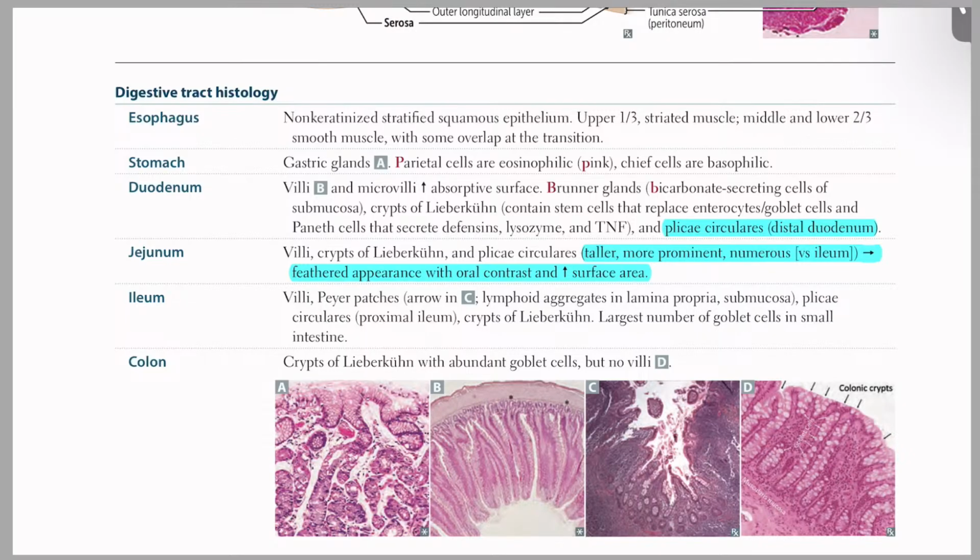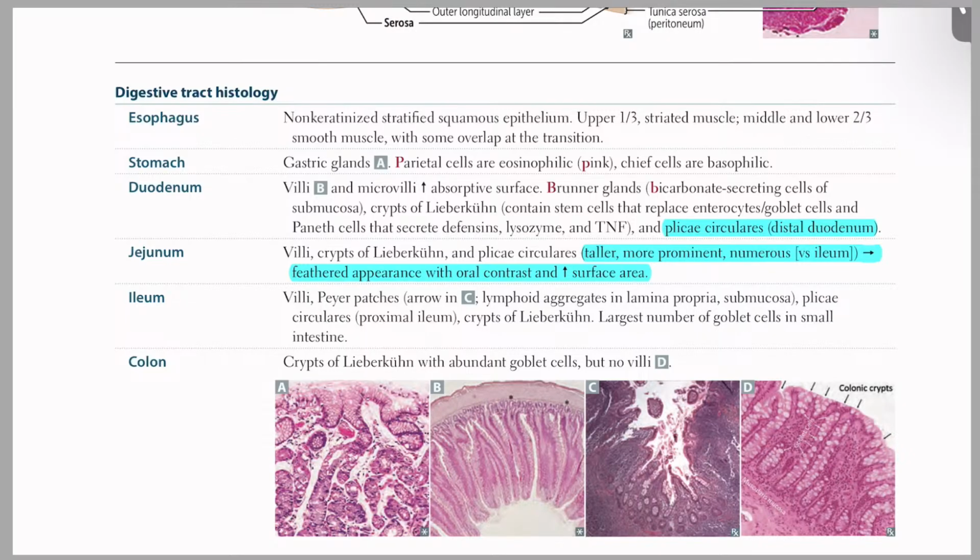Digestive tract histology. Esophagus: non-keratinized stratified squamous epithelium, upper third striated muscle, middle and lower two-thirds smooth muscle with some overlap at transition. Stomach: gastric glands, parietal cells are eosinophilic pink, chief cells are basophilic. Duodenum: villi and microvilli increase absorptive surface. Brunner's gland: bicarbonate-secreting cells of submucosa.